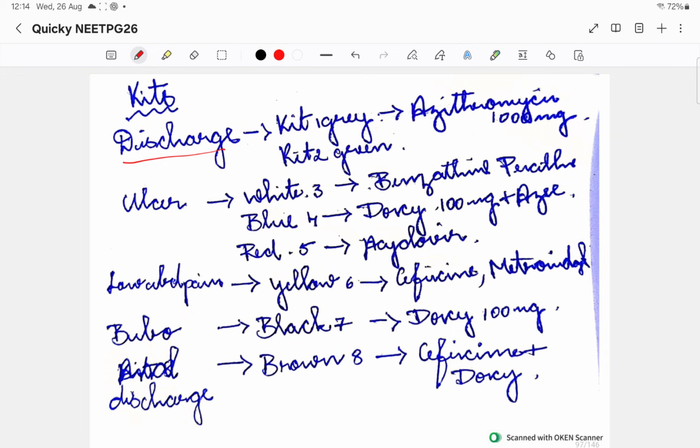Okay, if there is a discharge, it is going to be kit 1 and 2. Okay, so kit 1 and 2, which is gray and green. Okay, which contains azithromycin 100 mg. Okay, so this is what we are going to give.